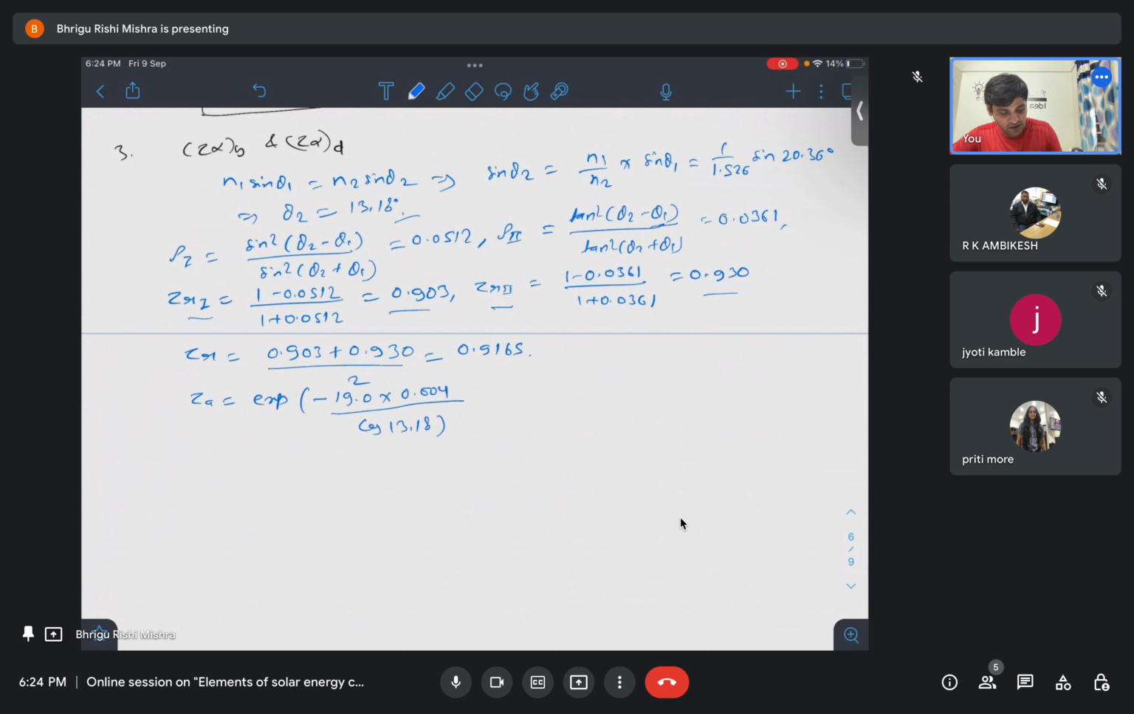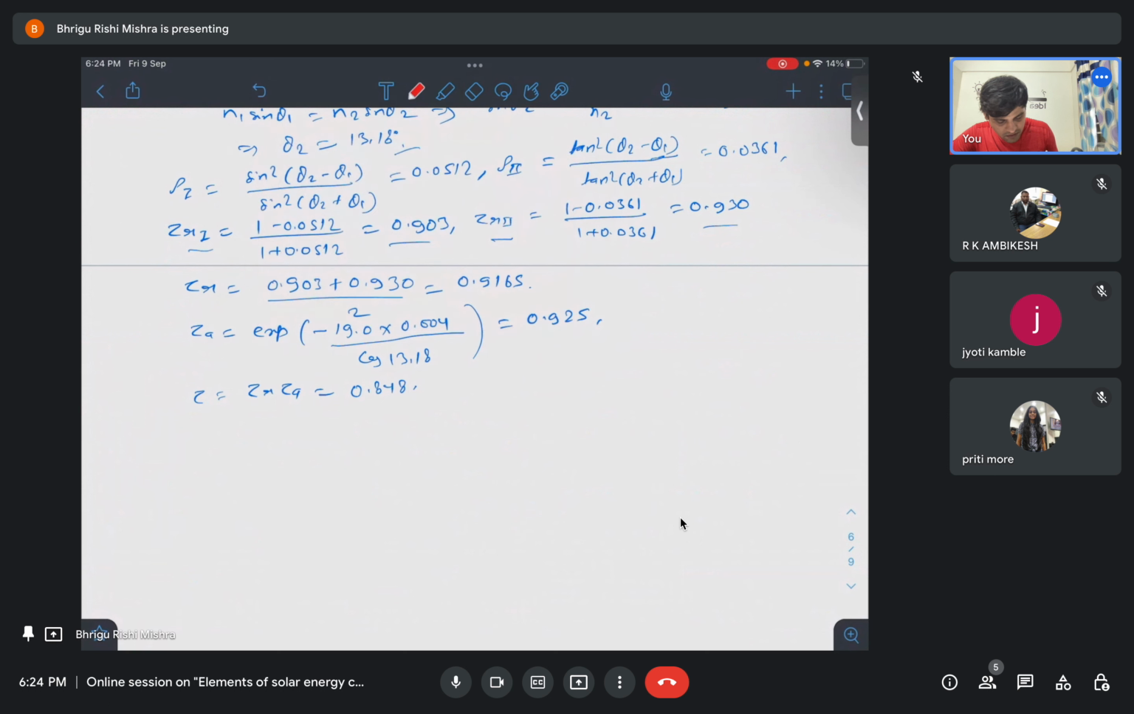So we have tau r and tau v, we can calculate tau, it's tau r into tau v, and it is 0.848. Now we need to calculate rho d. Rho d means the reflectivity for the diffuse radiation. So for diffuse, we need to consider theta I as 60 degree. If you calculate with theta I equal to 60 degree, you can calculate rho d very easily.